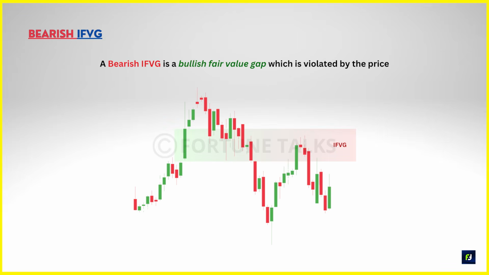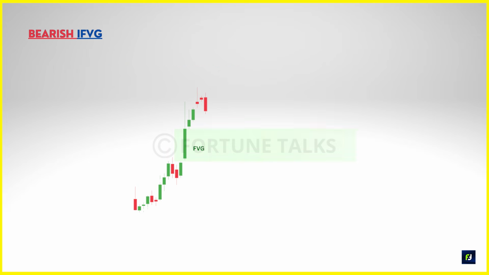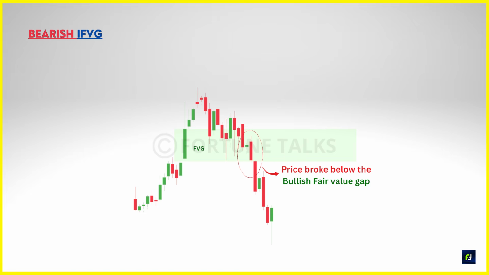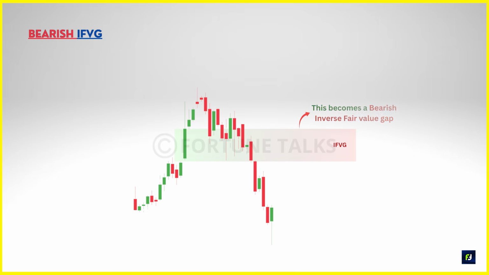Now, a bearish IFVG is just the opposite. A bearish inverse fair value gap is primarily a bullish fair value gap which fails to hold price and price breaks and closes below it. In this case, at first you have to look for a bullish fair value gap, and when price violates it by breaking and closing below it, it becomes a bearish inverse fair value gap. Here also, make sure that it is not just the wick projecting below, but the candle body has to completely close below the bullish fair value gap under consideration.